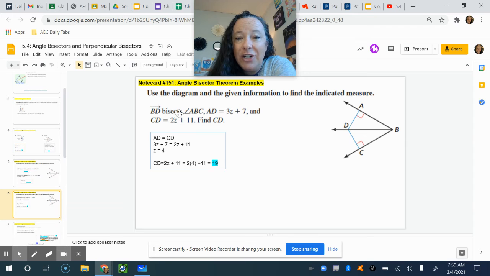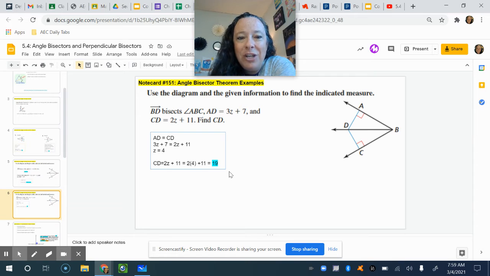Yes, BD is a bisector, it states that. Then it tells me that AD's length, AD is a segment, is 3Z plus 7, and CD is a segment, its length is 2Z plus 11. Well, what do we know? We know that they are equidistant, so we set them equal right here. Solve for Z. It's asking for CD, not for Z, but we had to find Z first. So once I have Z equals 4, I plug the 4 in right here to this Z spot because I need CD. 2 times 4 plus 11 is 19.